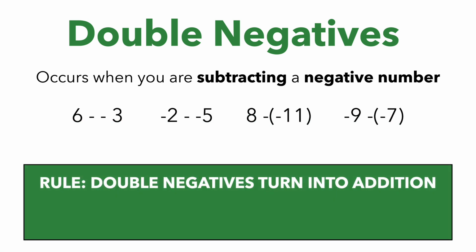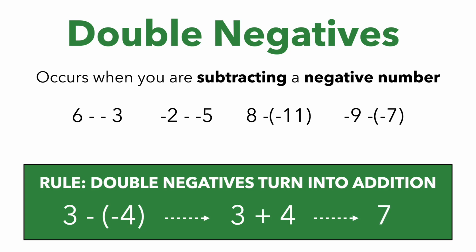So here's the rule when it comes to double negatives. When you are dealing with them, you turn them into addition. So a 3 minus a minus 4, you're just going to turn that into 3 plus 4, which is going to give you 7. So for all these examples here, what I like to do is just cross out the double negatives and make an addition right through it. So 6 plus 3. And then we're going to turn this into instead of a minus 5, we're just going to turn it into a plus 5, which gives us positive 3. We're going to turn that into a plus 11, and then a plus 7 right here.